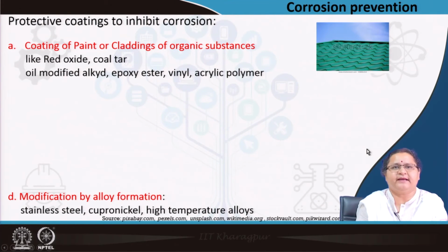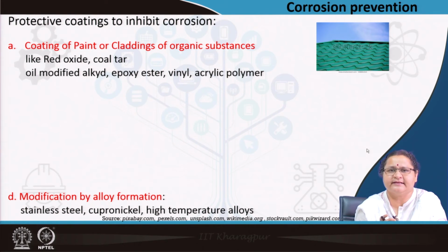We can protect by coating. You can see the picture of a roofing where it is coated. Coating with maybe paint, red oxide is the bare minimum, with coal tar, that is jet black, but if you paint you are rid of corrosion, rid of rusting. You can have oil modified alkyds, epoxy esters, vinyls, acrylic polymers. It is a cladding or a dress you are putting on top of the iron member.